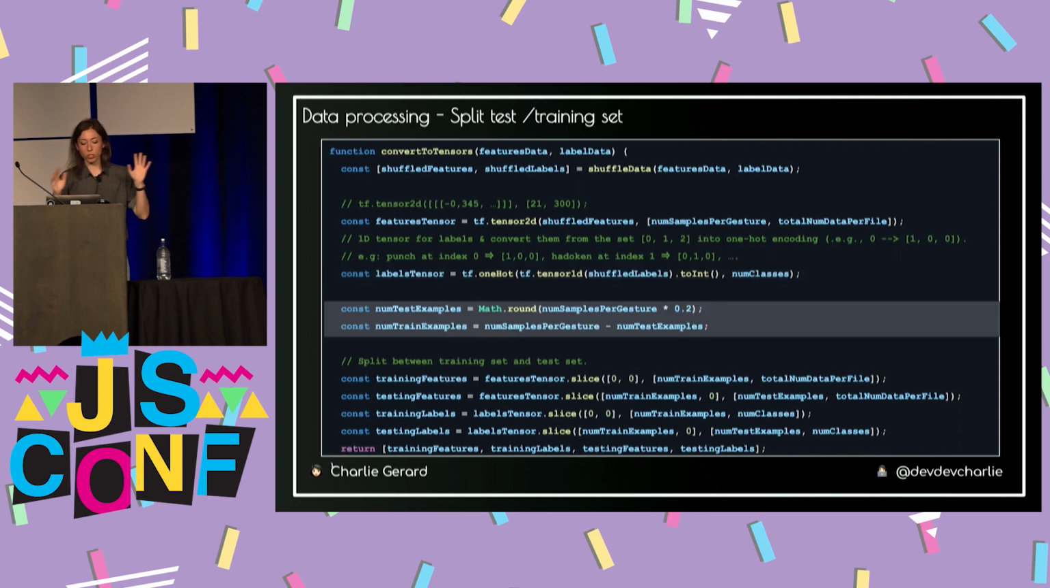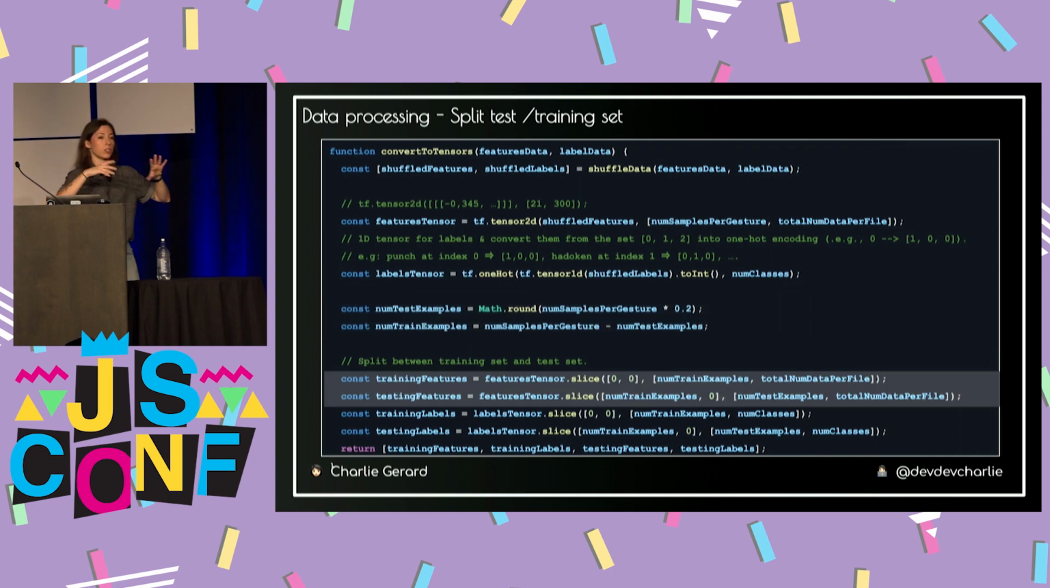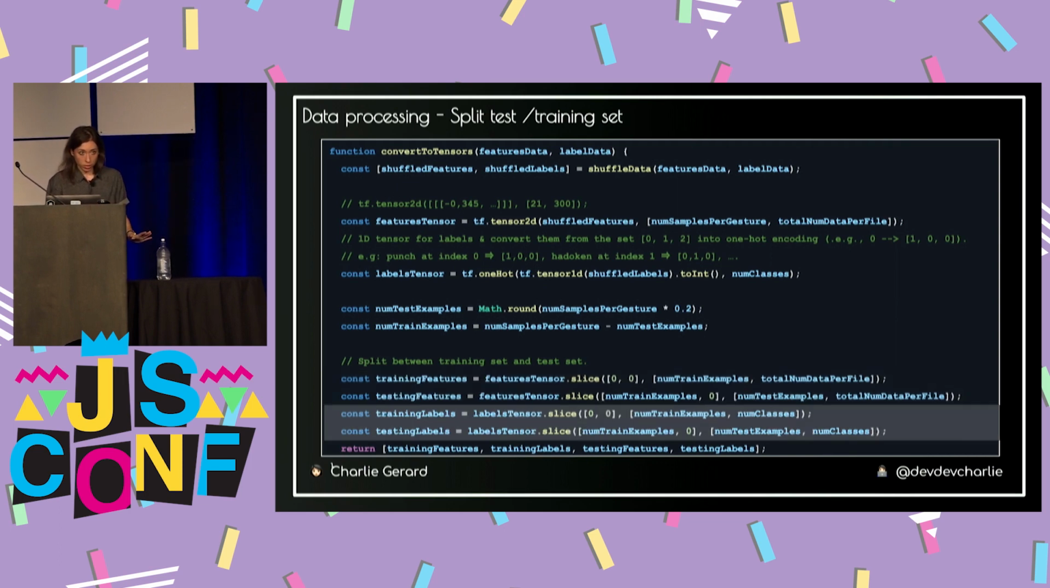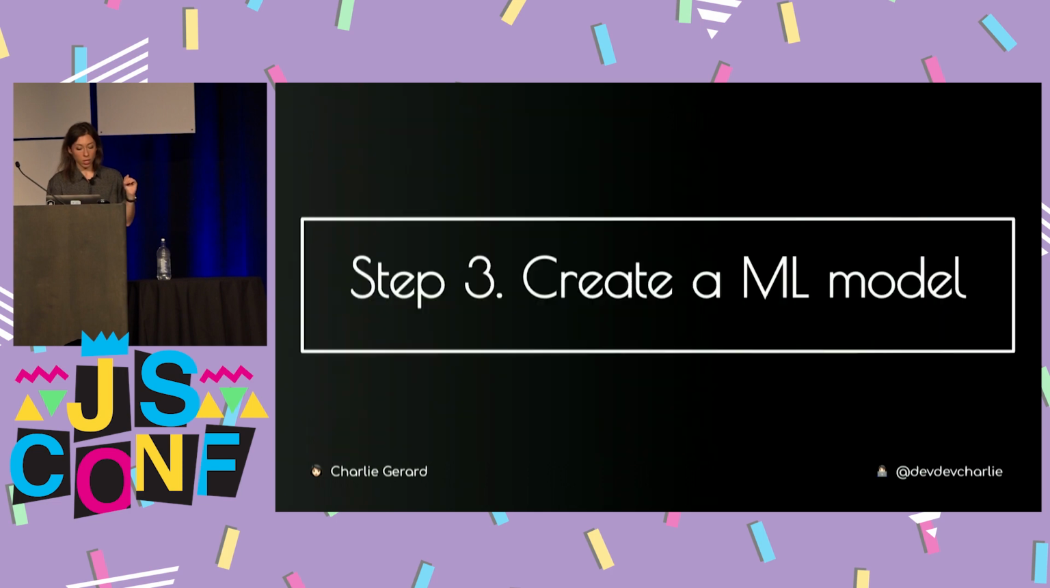So to do this, here we're just calculating what 20% of our sample is, and then we're just slicing tensors. I'm not going to go that much into that, because that's not the part that matters the most. You don't really care how it slices; you can just use the slice method. But we end up with a training set and a test set of features and labels. So now that we have this, we really have our data ready.